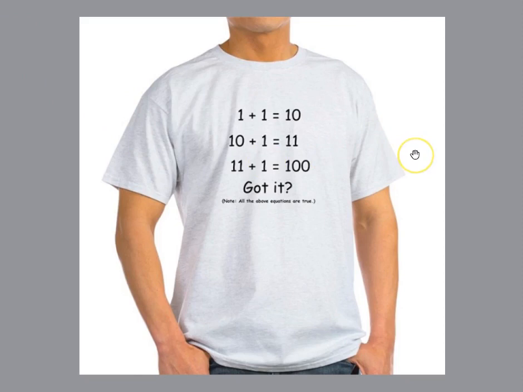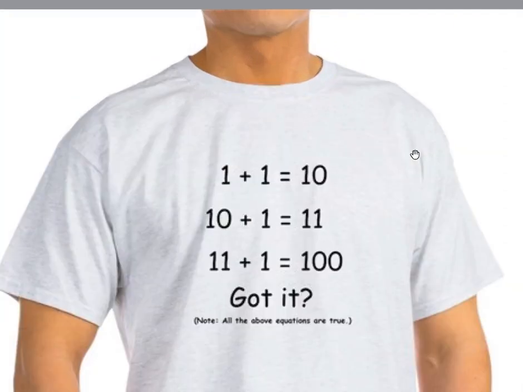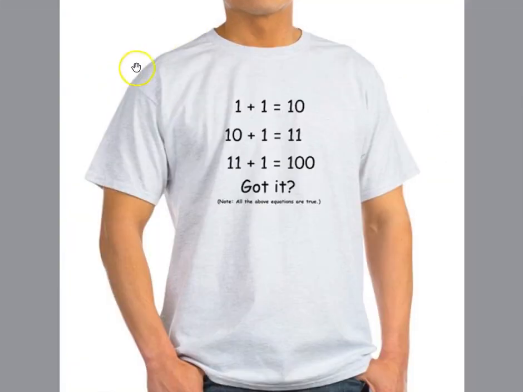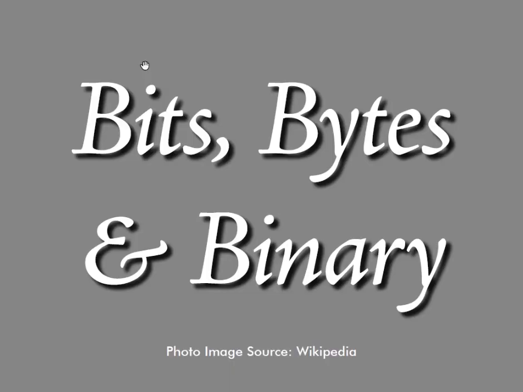So you should all be able to read this now. 1 plus 1 equals 2. 2 plus 1 equals 3. 3 plus 1 equals 4 in binary. So that's bits, bytes, and binary. There is a separate presentation on electronic technology that discusses how we got from switches to things that will actually fit in your pocket.